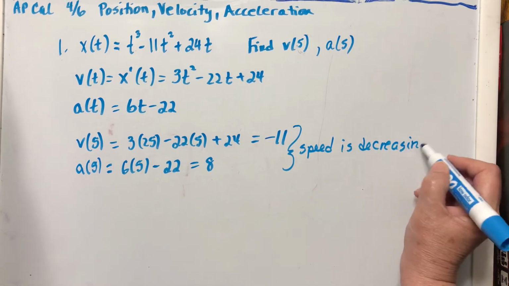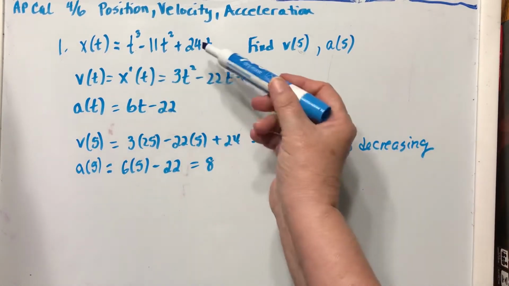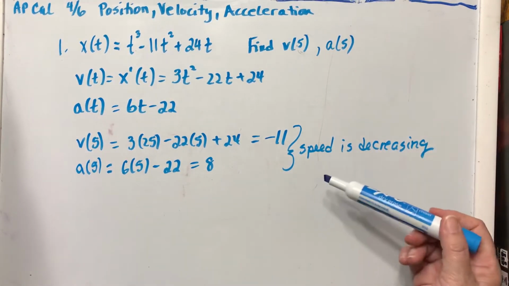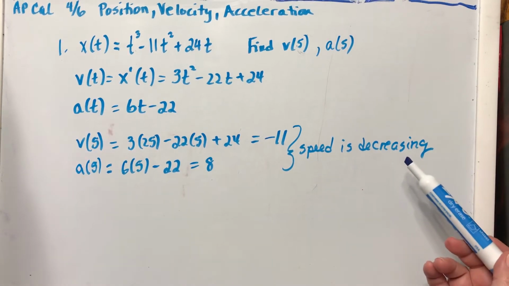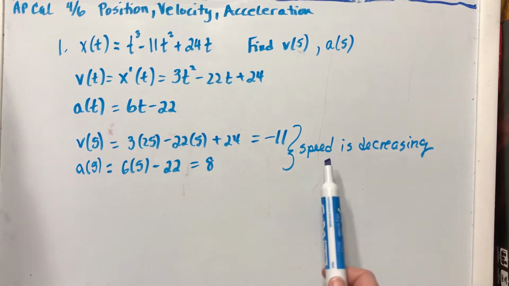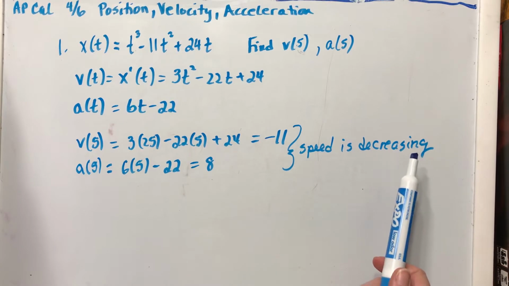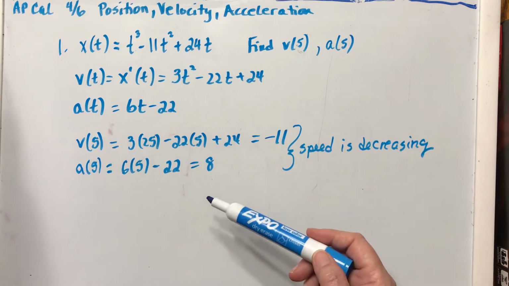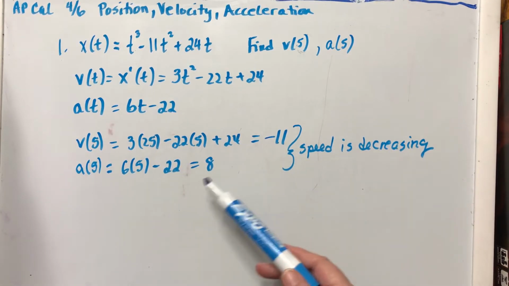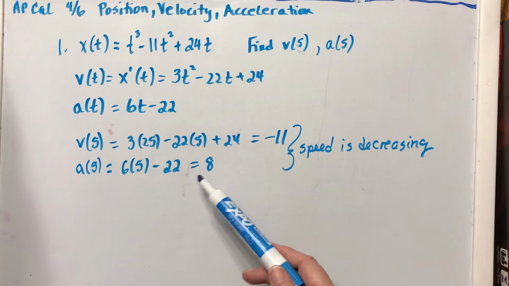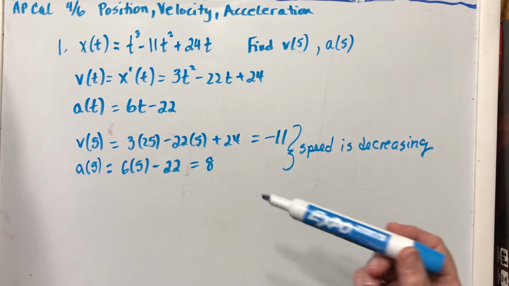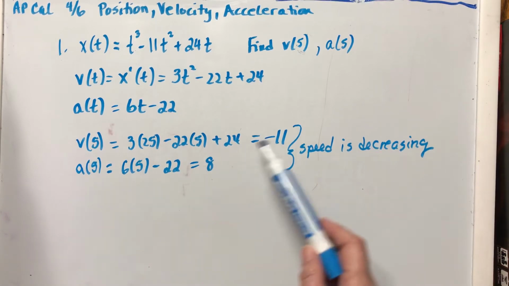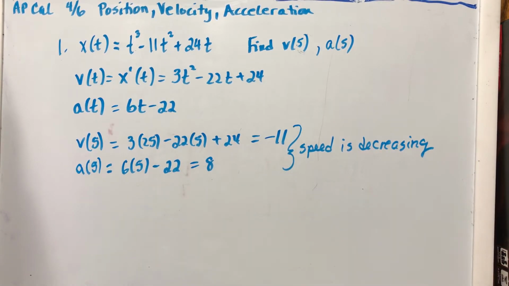So what they will do on the AP exam is they'll give you the position function, and then they'll say at t equals 5, is this particle's speed increasing or decreasing? So you will have to know, all right, to see if the speed is increasing or decreasing, I need to find the velocity and the acceleration at that given t and compare the signs. Even if they were both negative, that would mean the speed is increasing. Whenever the two signs are the exact same, the speed is increasing. But when they are opposite, that means speed is decreasing.